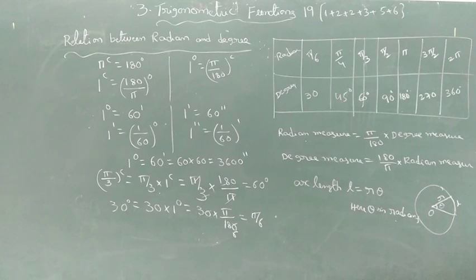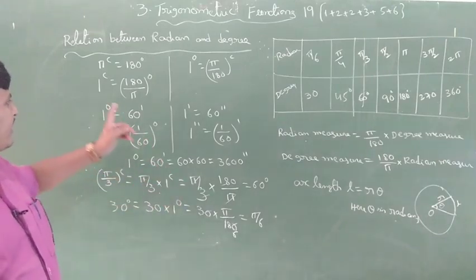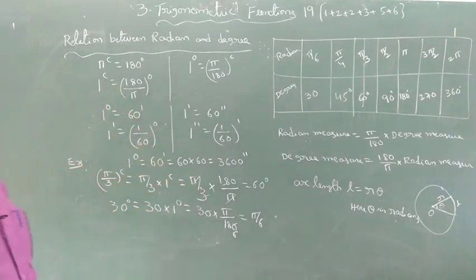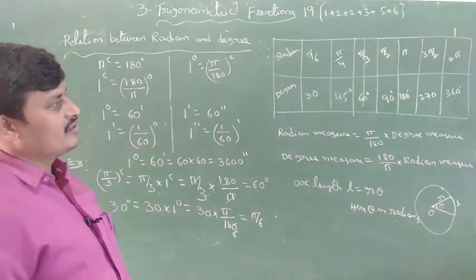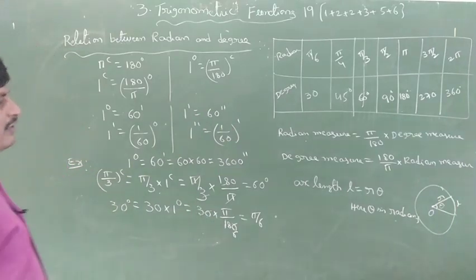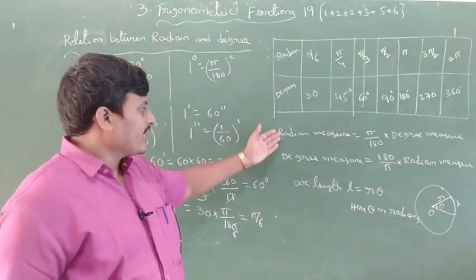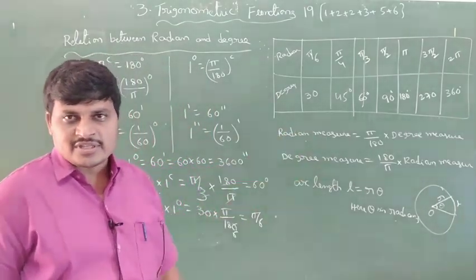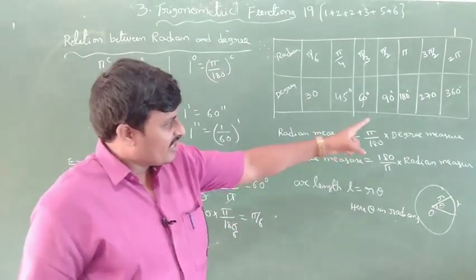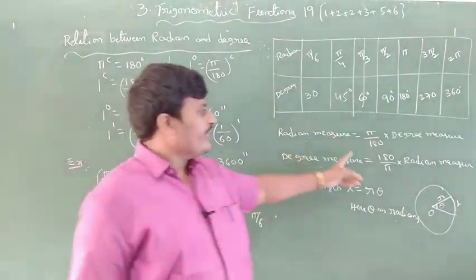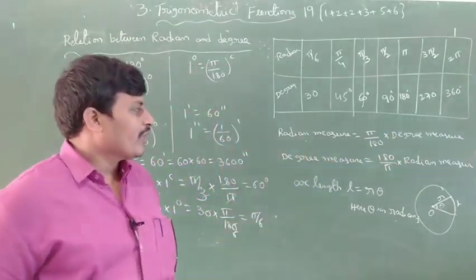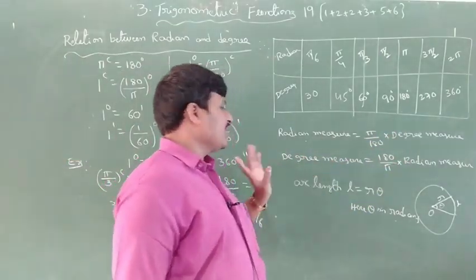And some more examples. Pi by 3 radians is equal to pi by 3 into 1 radian. 1 radian is equal to what? 180 by pi. Degrees are converted into radians, or radians are converted into degrees. Draw the table. And finally, one of the simple formulas: if you want radian measure, and degree measure is given, pi by 180 into degree measure equals radian measure. 180 by pi into radian measure equals the degree measure.